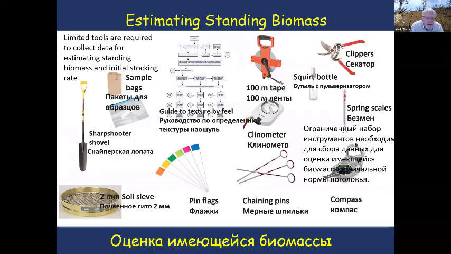So just real quickly then, what we utilize when we go to the field. On the left-hand side, there's a sharpshooter, a specific type of shovel we find very useful for digging through the soil. And you can see the other types of instruments that you should be familiar with, most of them, I believe. Clippers, tape measures, sieves for our soils.